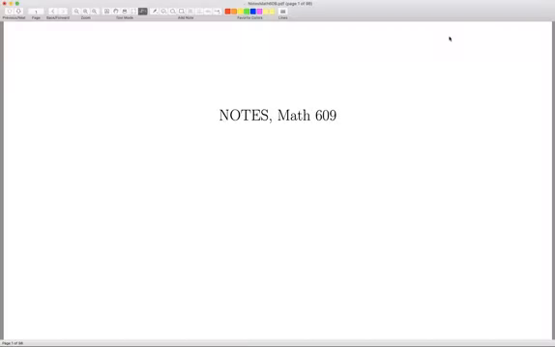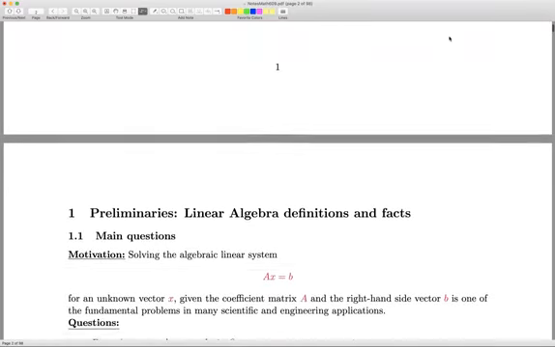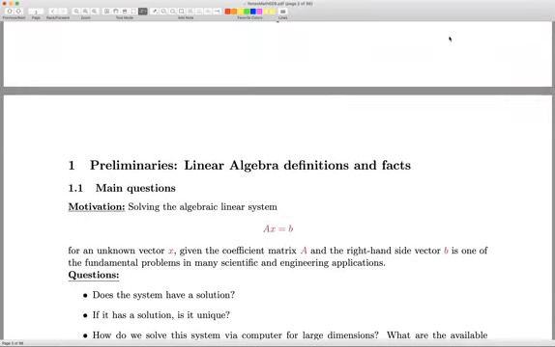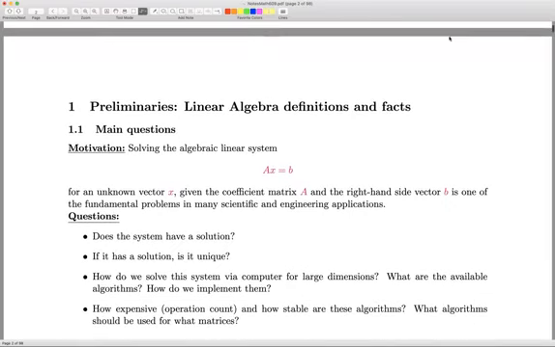Hello, this is lecture number 1 for Math 609. We will start the material with the following. We will discuss at first how to solve algebraic linear systems of equations, AX = B, where X is an unknown vector, A is the matrix of coefficients associated to this system, and B is the right-hand side.